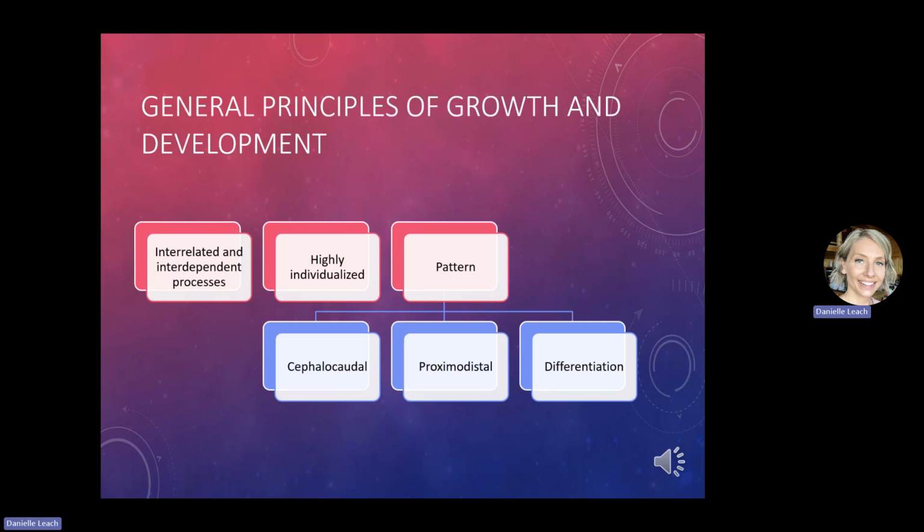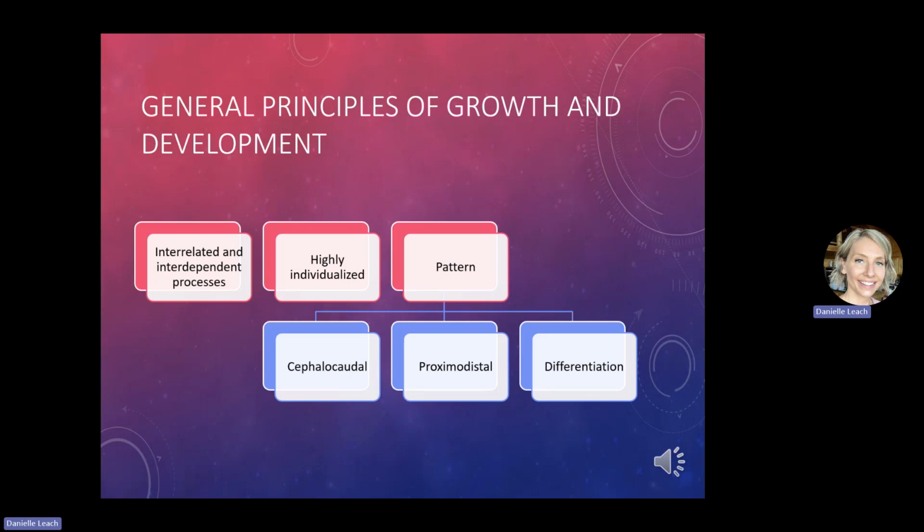Another principle is proximodistal development. This is where development starts in the center of the body and moves to the periphery of the body. An example of that is similar to the last one, but movement and control of the trunk section of the body occurs before control of the arms. For example, a baby may be able to roll over before they can purposely pick something up.